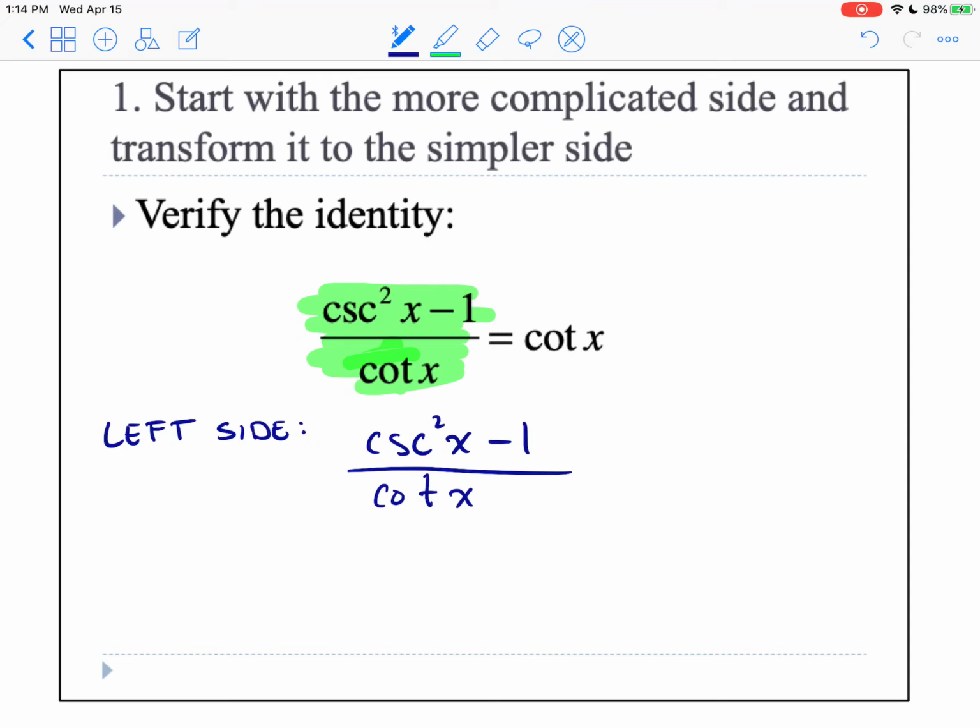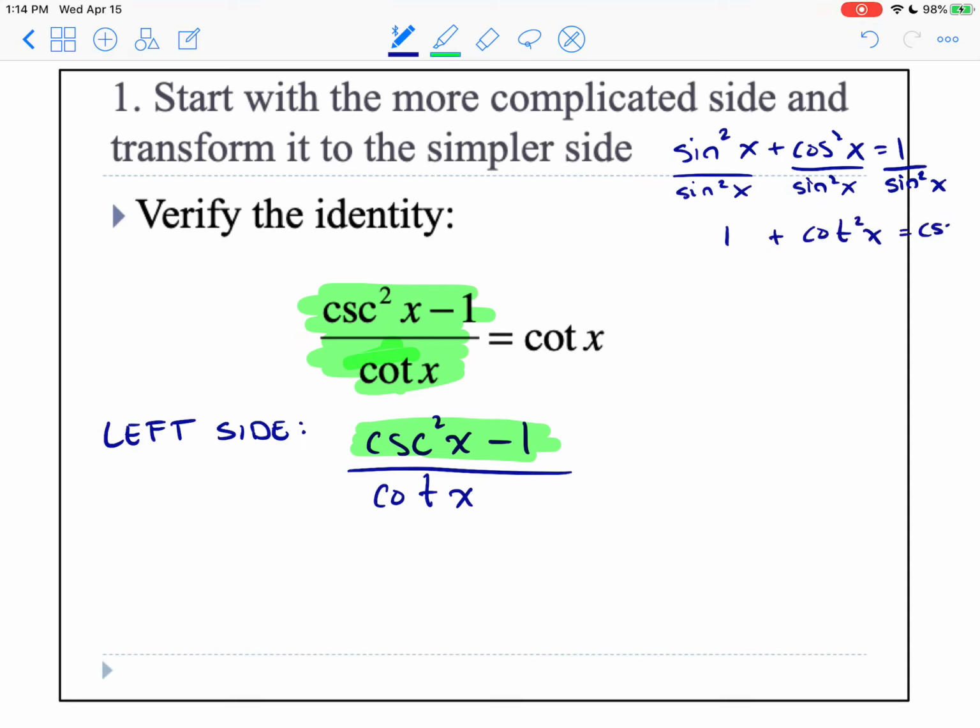Now if I look at the numerator here, it looks like one of my Pythagorean identities. If you don't have them memorized, you can just look at the sheet and that's fine. You could also just start with sine squared x plus cosine squared x equals 1. If I want cosecant, that's going to be divided by sine squared. So this is divided by sine squared, and this is 1 plus cotangent squared equals cosecant squared. This is just for future reference in case you forget a Pythagorean identity. You can always derive it.